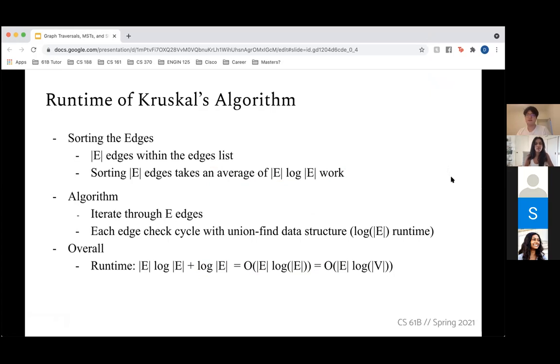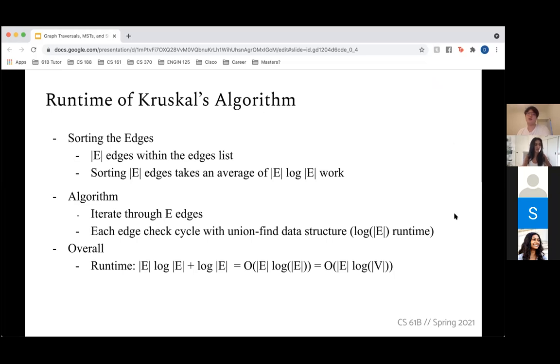Okay, so let me look at some of the questions. Will Prim's always yield the same MST as Kruskal's? No, not always, but they're both going to give us a valid MST. V in this case is going to be vertices.